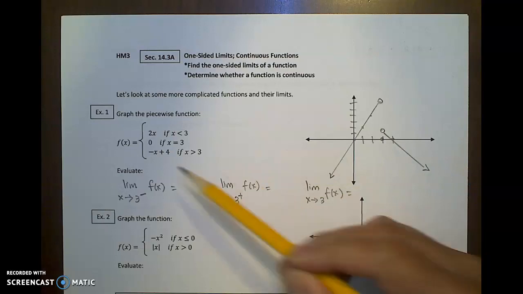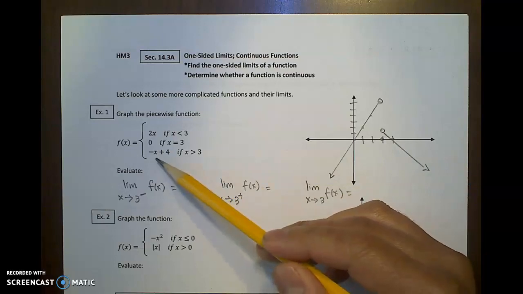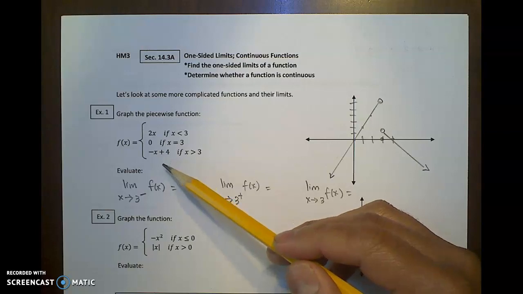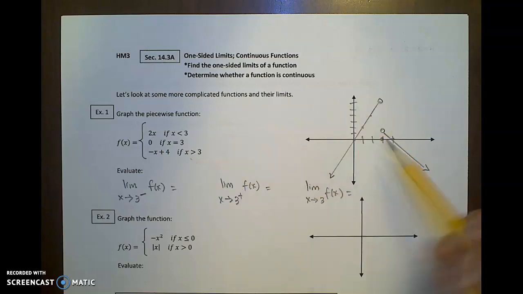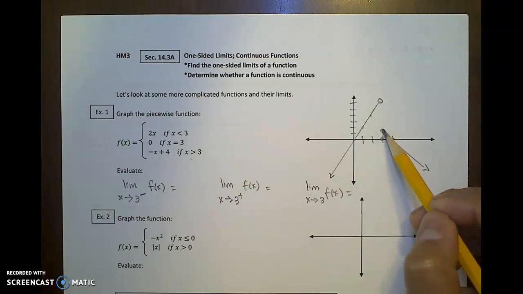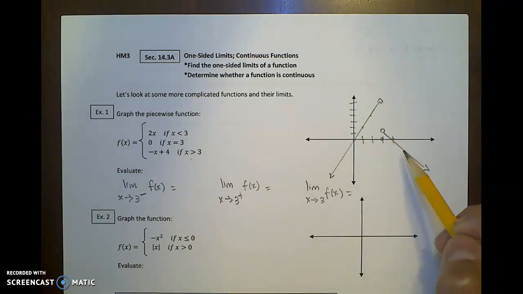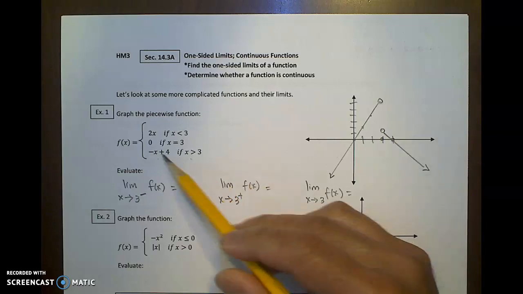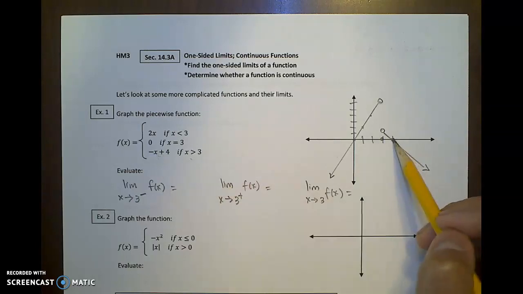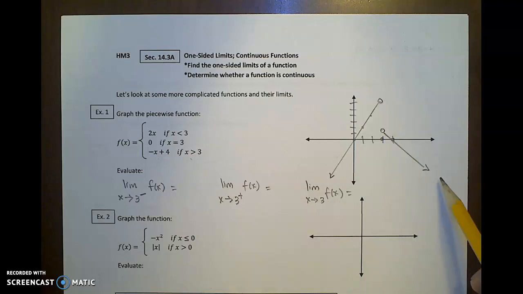Finally, the third part of this piecewise function is this linear part, negative x plus 4. We're going to find that function for all x values greater than 3. I plug 3 in for x, I get 1, but it's undefined there, so we have this hole. Then we find other points for this function. If I plug 4 in, I get 0, so there's that point. That establishes this part of our graph.